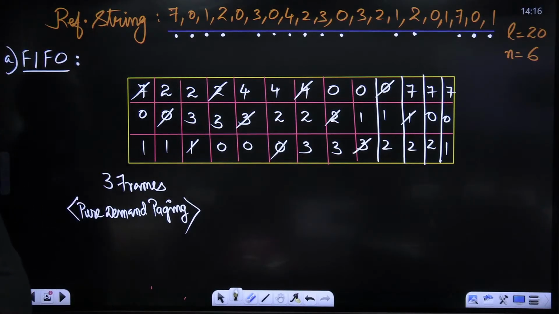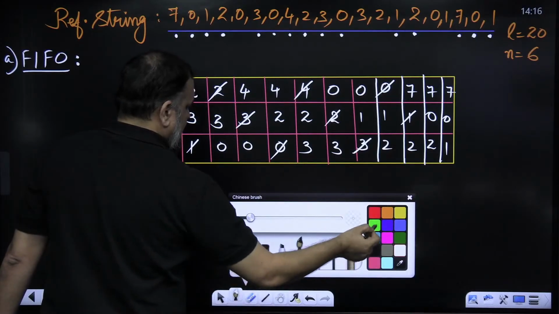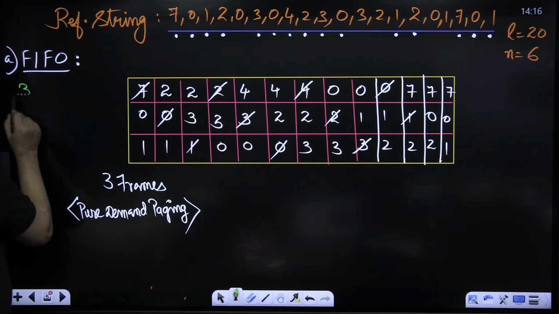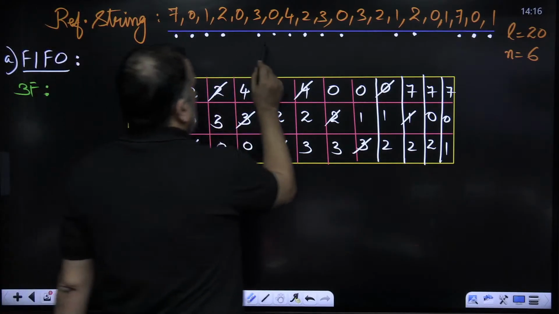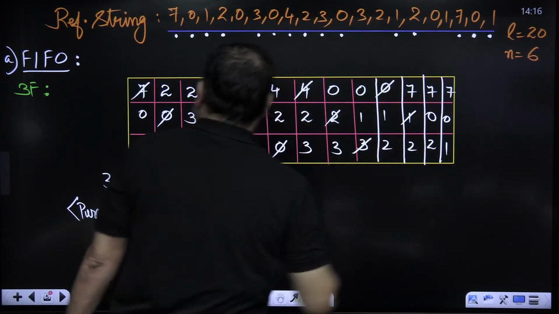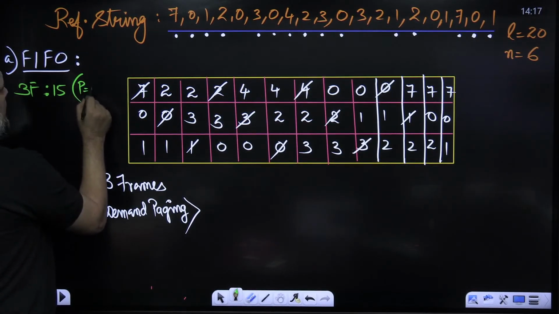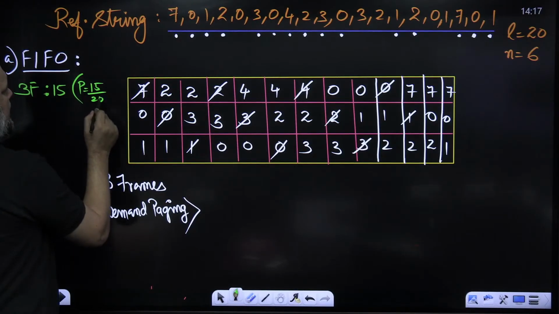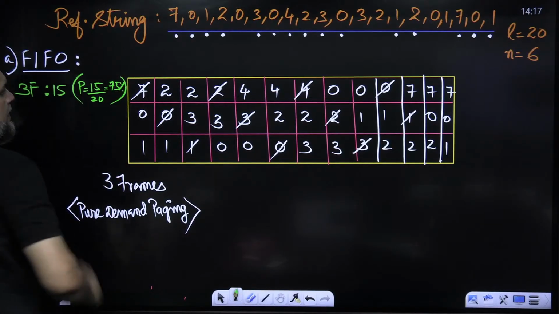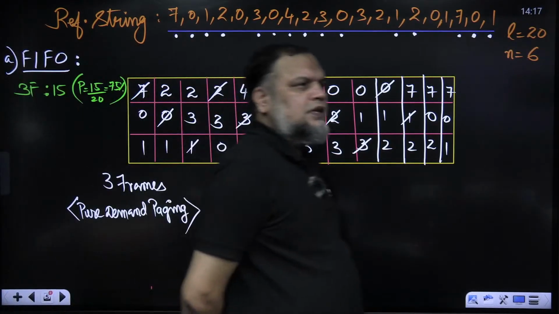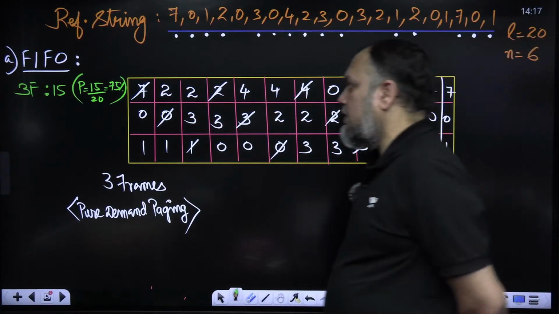This is a scenario. So if I take 3 frames, boys and girls, how many page faults is it going to cause? 2 plus 2, 4, 6, 8, 10, 12, 13, 14, 15 page faults. तो इसके हिसाब से पेज फॉल्ट रेट P आप क्या बनाओगे? 15 by total references 20. So this becomes 3 by 4, therefore 75%. So with 3 frames, the number of page faults is 15. That is 75% page fault rate.